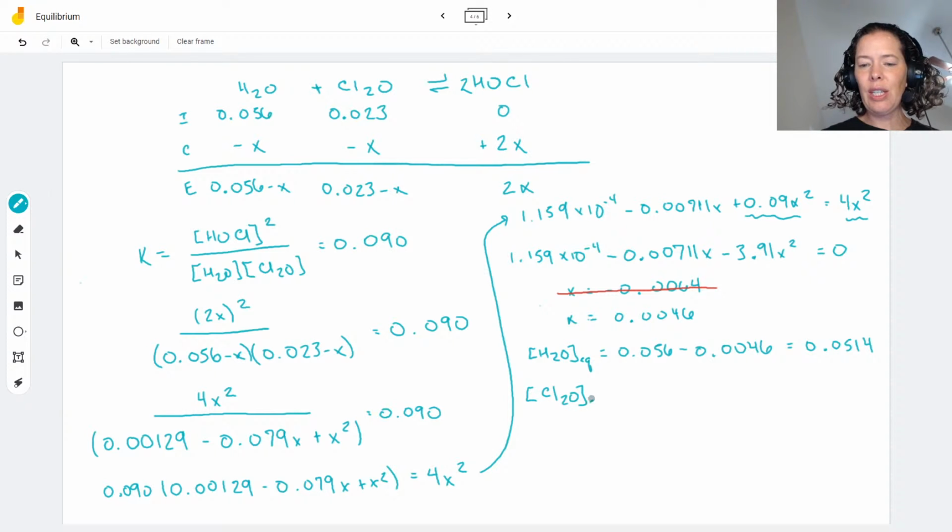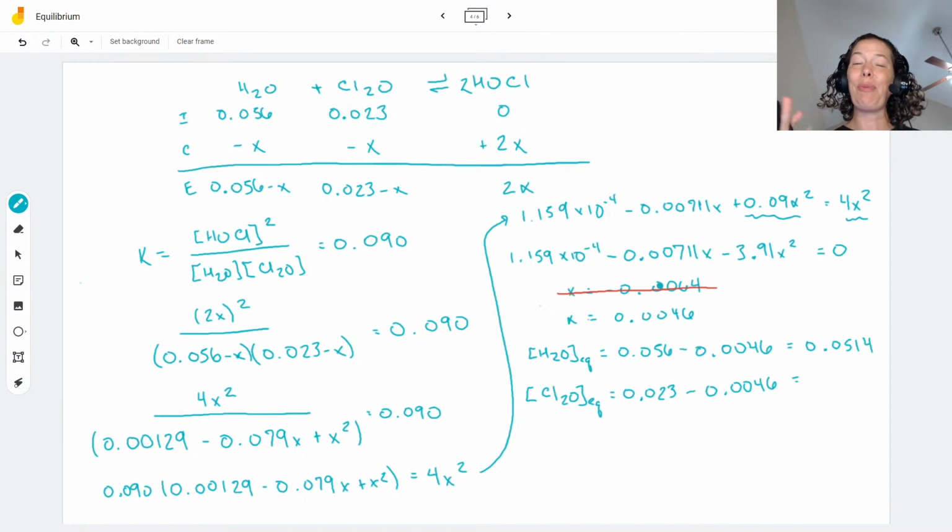And we just do the same thing for all of our species. So again, our Cl2O, our equilibrium concentration, again, I'm using this formula right here, 0.23, again, just minus x, and x is right here. It's very easy at this point when you've kind of slogged through the quadratic equation to stop at x and go, okay, I solved for x, I'm done with the problem. But really, the problem wants your equilibrium concentrations. So hang on, keep going, and get those equilibrium concentrations.